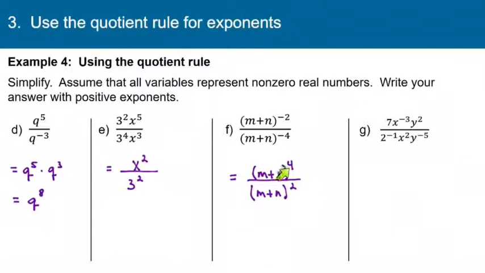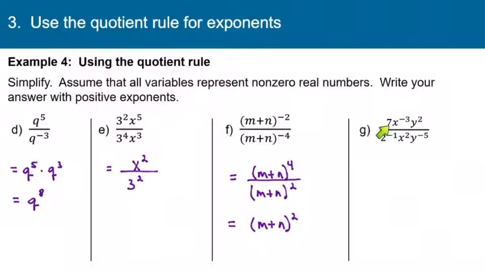Now you can see that we have 4 of these parentheses in the top. We have only 2 in the bottom. 4 minus 2 is 2. So that's going to leave m plus n to the second power, and that's in the top. So it's over 1, but we don't have to write over 1.